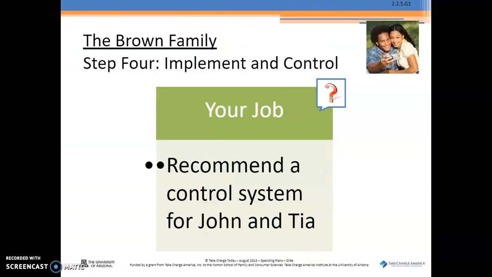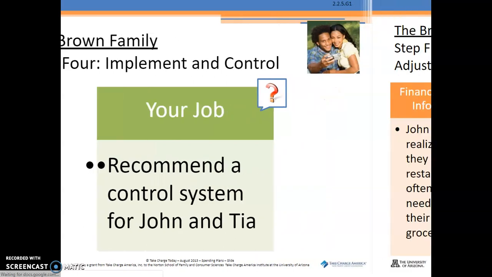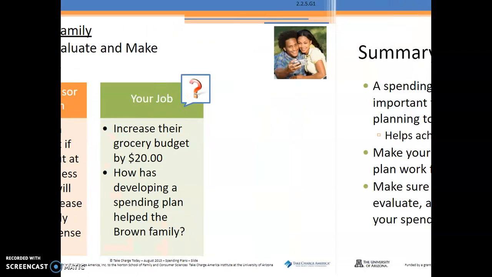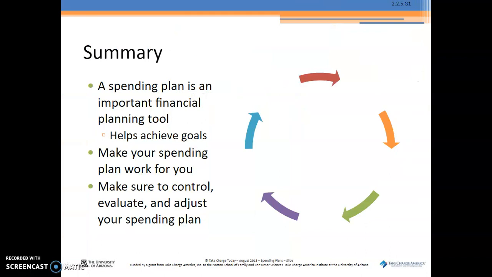Step number 4 is to implement and control. That is your job. Recommend a control system for John and Tia so that they can monitor their financials. And then evaluate and make adjustments. If needed, because of unforeseen circumstances in terms of expenses and income, adjustments may need to be made. Therefore, your job is to help increase that so that they can stay on track to meet those financial goals. All right. So we'll stop there.